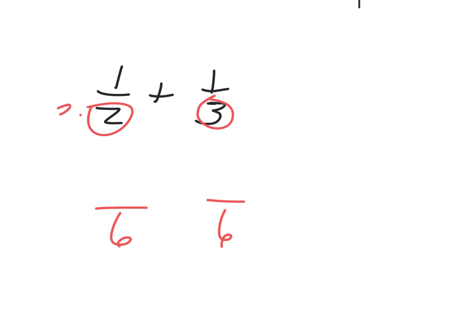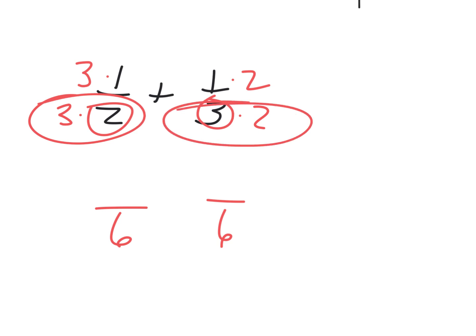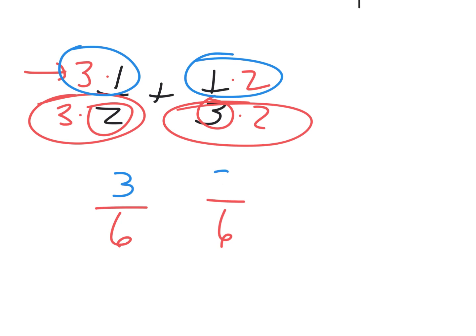This one you'd times by 3 to get there. This one you'd times by 2 to get there. And now it's in sixths, and this is in sixths. But the key is to figure out what to multiply the top by. We already know the bottom's going to be 6. So 3 times 1 here gives me 3. 1 times 2 there gives me 2.